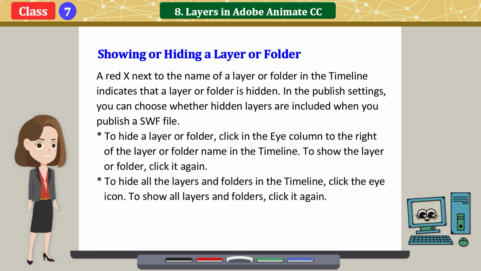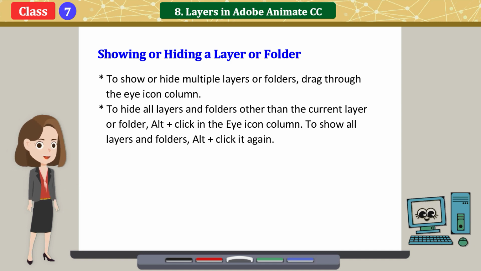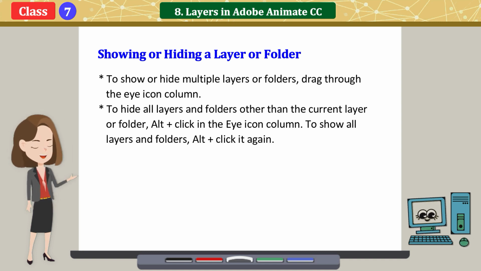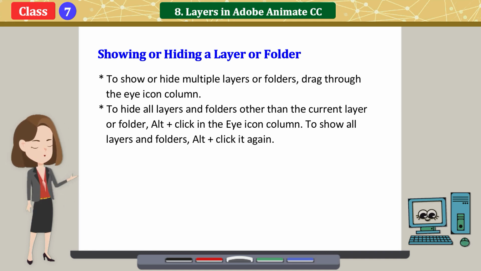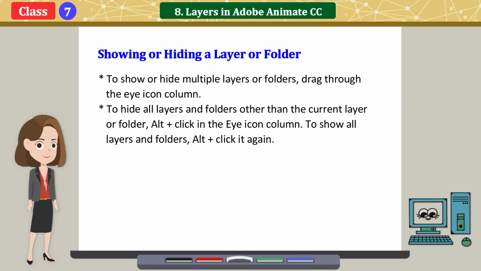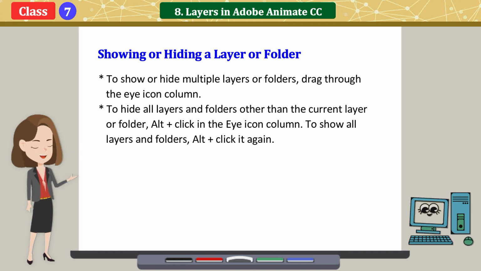To hide all the layers and folders in the timeline, click the eye icon. To show all layers and folders, click it again. To show or hide multiple layers or folders, drag through the eye icon column. To hide all layers and folders other than the current layer or folder, Alt plus click in the eye icon column. To show all layers and folders, Alt plus click it again.